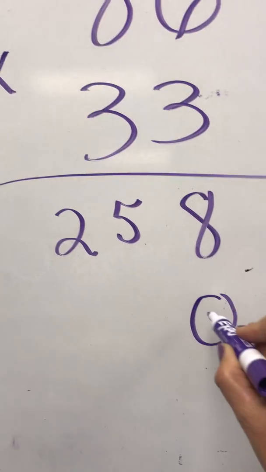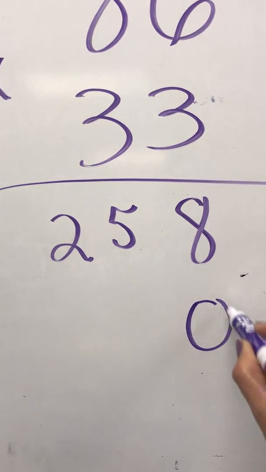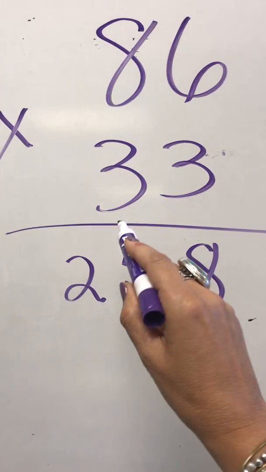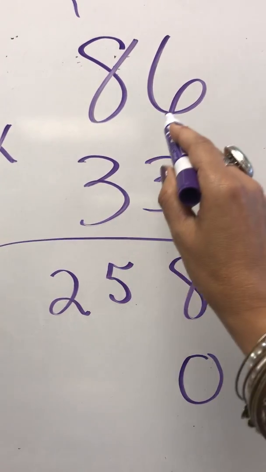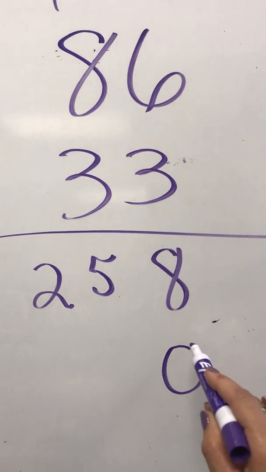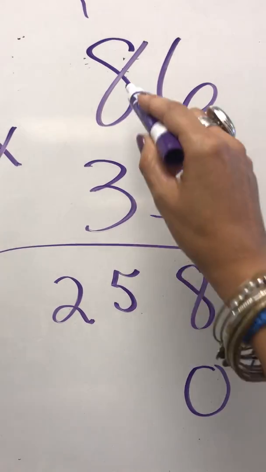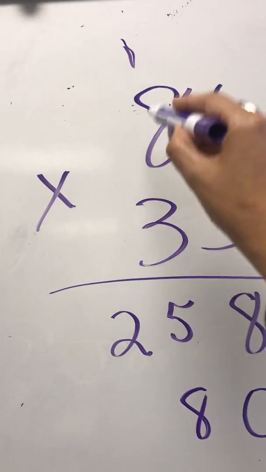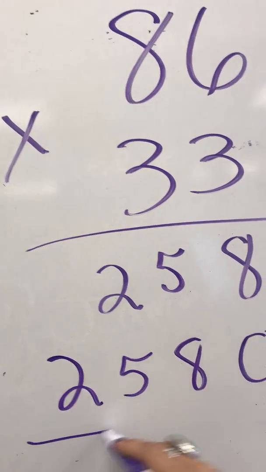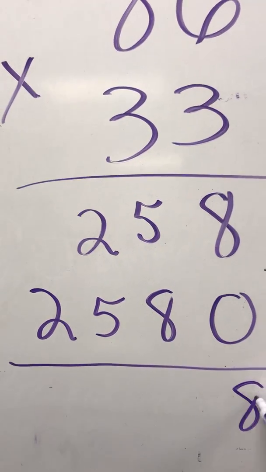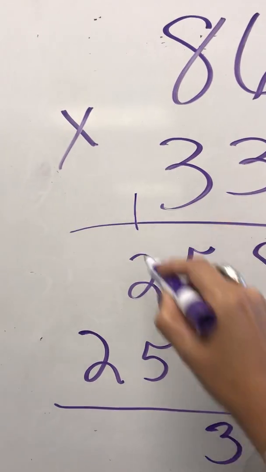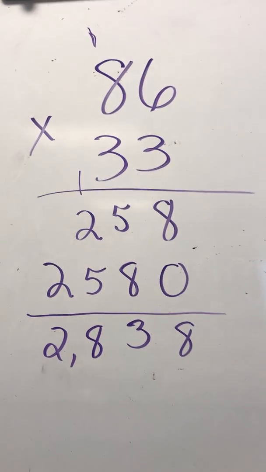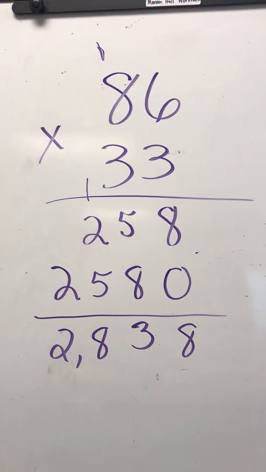They don't understand why they're putting a placeholder there, because they don't understand that they're not multiplying 3 again by 86. They're multiplying 30 by 86. Therefore, that's why the 0 goes here. It's 30 times 86. 3 times 6 is 18. 3 times 8 is 24, plus 1 is 25. And then you add them up. And the answer is 2,838. And now that's the way you and I learned it.